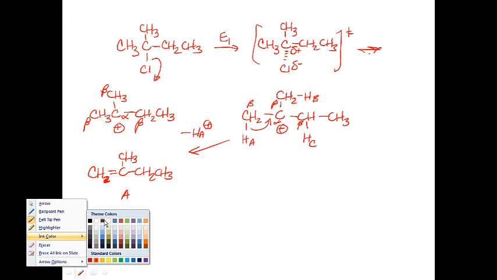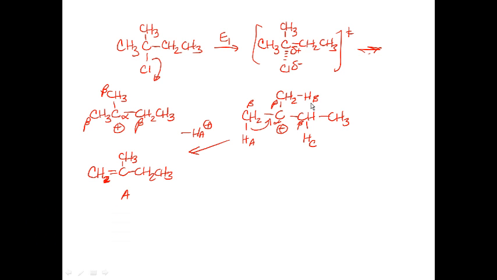Okay, how about I lose HB? So I have HB move its pair of electrons here to form the carbon-carbon double bond. What product am I going to get? Well, I'm going to have my CH3 over here attached to the carbon that's doubly bonded to the CH2. And then over on this side, I'm going to end up with my CH2, CH3. So here's product B.